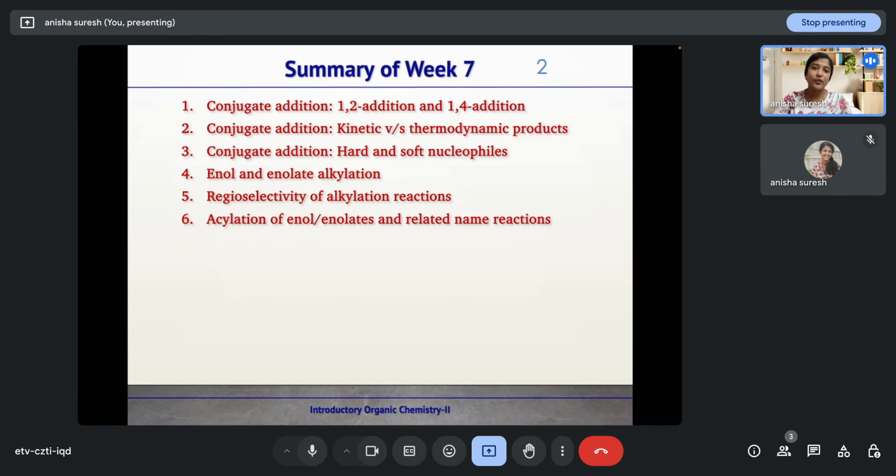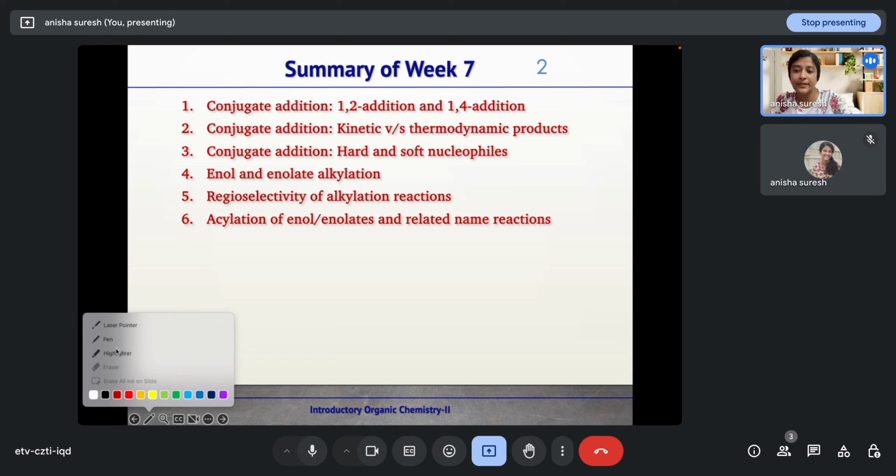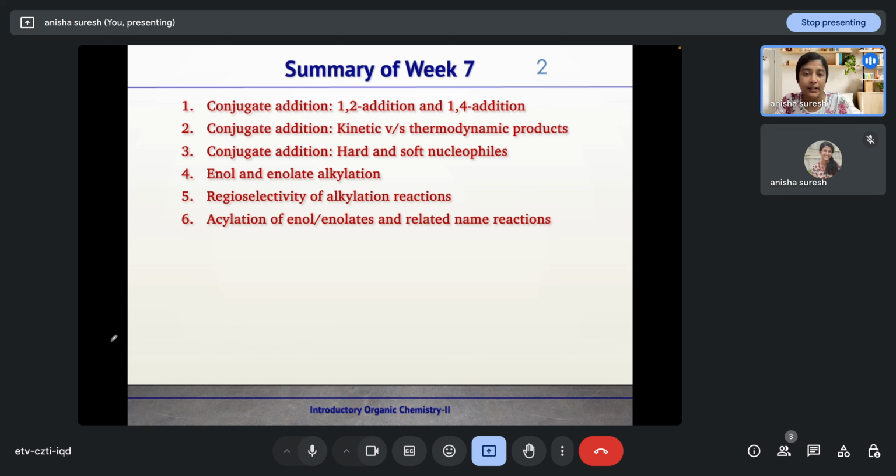So coming to the summary of week 7. In this week, the topics that were discussed were conjugate addition. We have discussed in detail 1-2 addition and 1-4 addition, followed by the formation of kinetic and thermodynamic products and the differences between hard and soft nucleophiles. Following this, enol and enolate alkylation reactions and their regioselectivity have been discussed. And finally, acylation of enols or enolates and the related name reactions have been discussed.